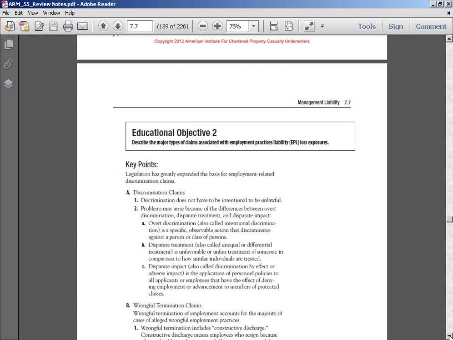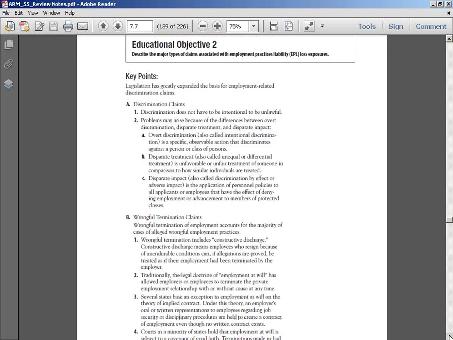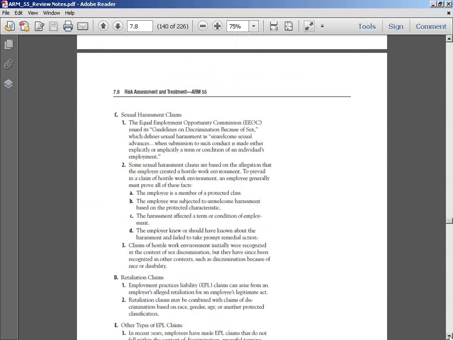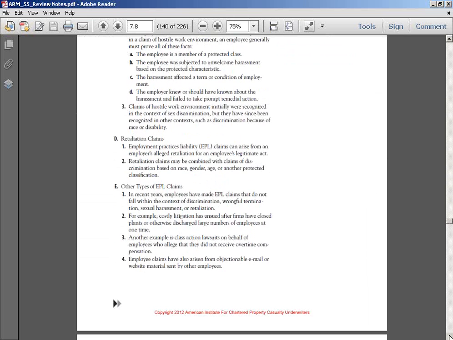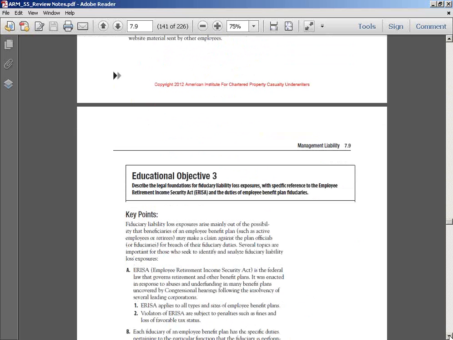The other elements that we talked about on the objectives had to deal with employment practices liability. Now, when we talk about EPL, or employment practices, we're really talking about discrimination and wrongful termination type claims. So what are the things that we can do to prevent those, and be able to describe what a discrimination claim is, how someone might file those, and retaliation and whistleblower. So those are some of the things that were discussed as part of that, and you might get some questions on that.